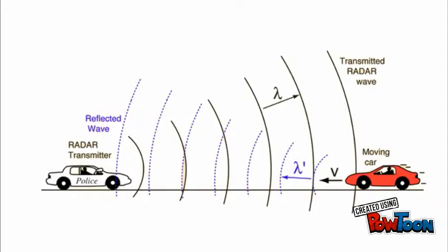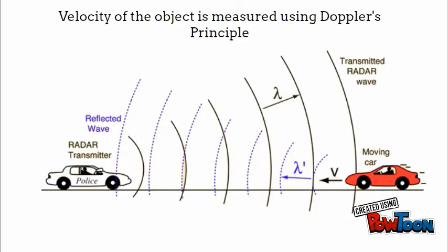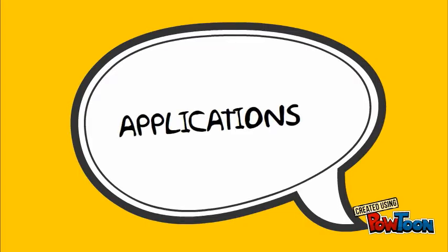Velocity of the object is measured by applying the Doppler principle, which is, if the object is approaching the radar unit, the frequency of the returned signal is greater than the frequency of the transmitted signal. If the object is receding from the radar unit, the return frequency is less. And if the object is not moving relative to the radar unit, the return signal will have the same frequency as the transmitted signal. So this is how a radar gives information about the object's location and speed.